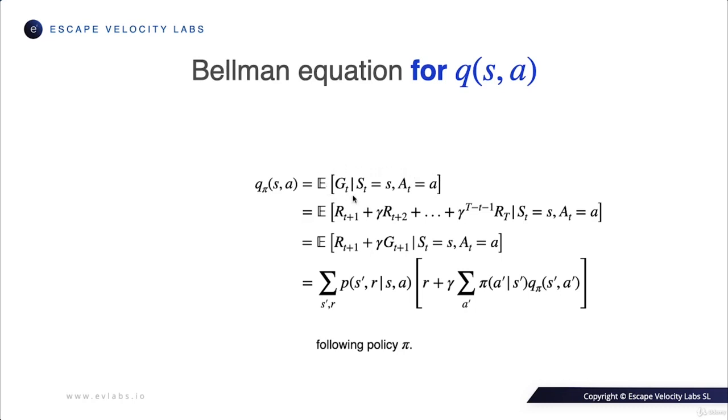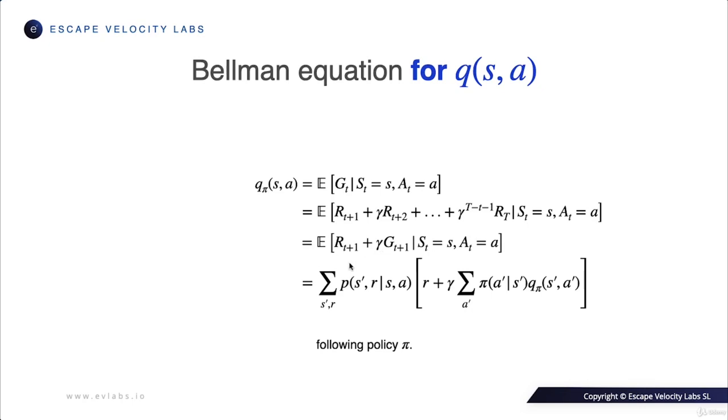Starting from its definition, that is the expected return from taking action A and then following policy pi, we can expand the definition of the return to arrive at the second formula. Then we can transform all these terms into the discounted return starting in the next moment in time, as we did for the values of the states. And we can arrive at this expression.